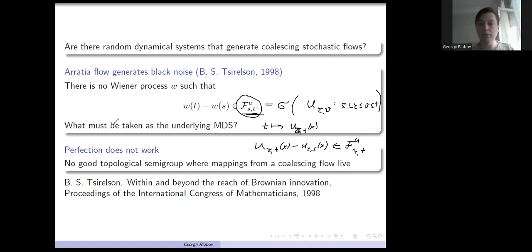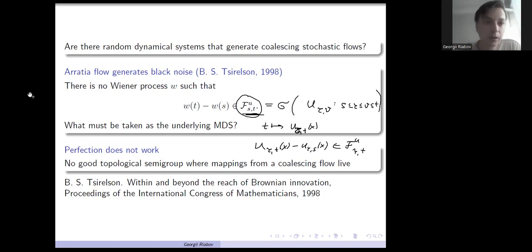So the first issue with coalescing flows is that it is not clear what to take as a metric dynamical system. Also, as we already noted, mappings from a coalescing flow may not live in a good topological semigroup. So we cannot apply the perfection procedure to get random dynamical systems.